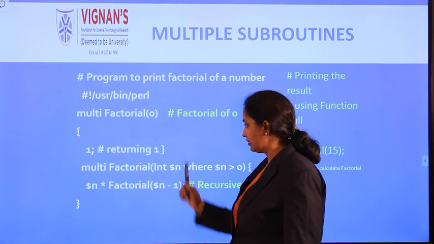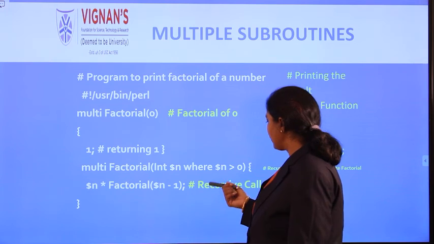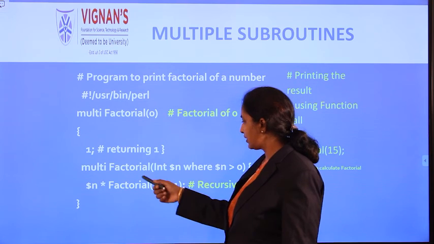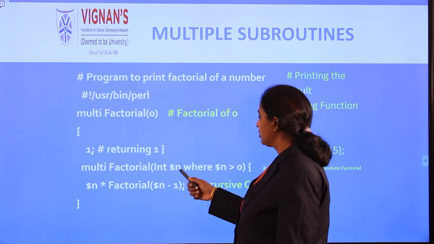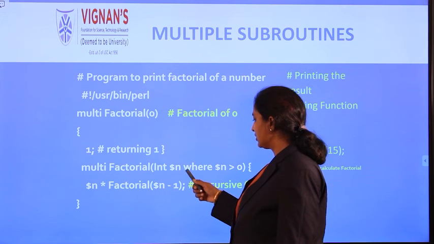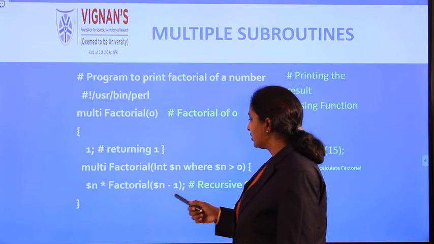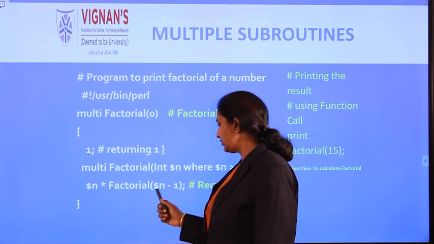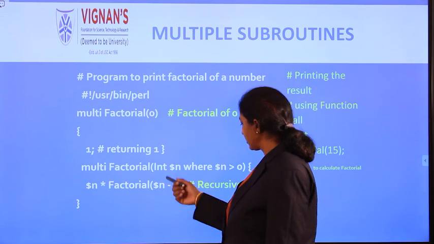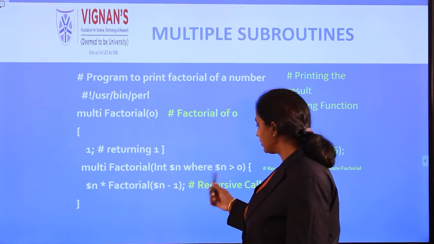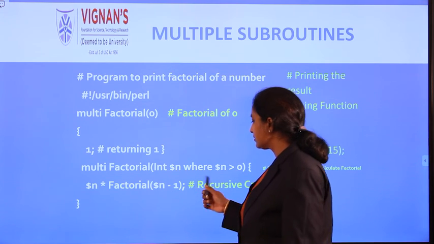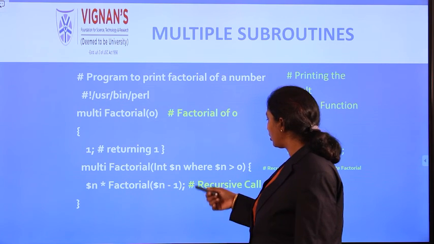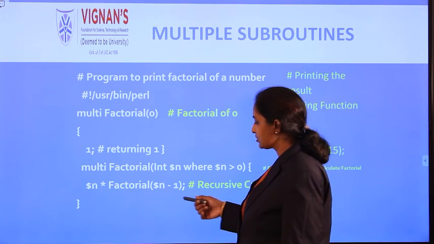It will return 1. Now if you want to find the factorial of any value greater than 0, you call the same function with that number. So factorial of n is nothing but n into factorial of n minus 1. This function will recurse so many number of times. How many times you have to operate this? It is nothing but a recursion call.